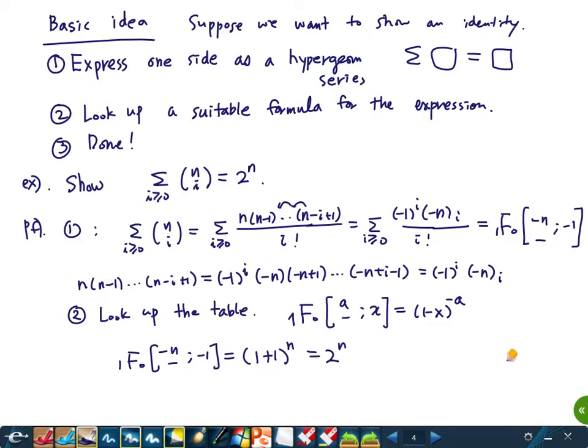Any question about this? This is probably one of the simplest proofs, I mean, using hypergeometric series, but the idea is like this. Sometimes identities can be more complicated, but the idea is exactly the same. You express this as a hypergeometric series and look up the table, set up a formula, and done.